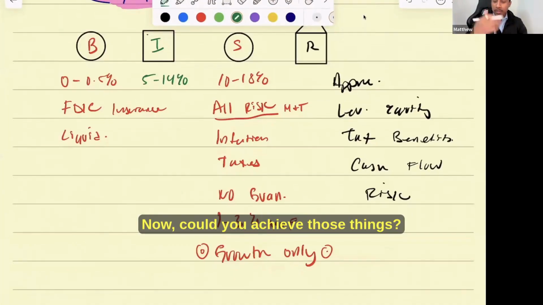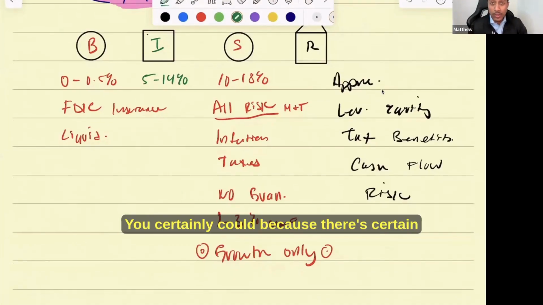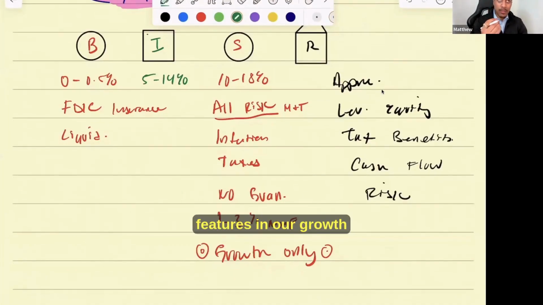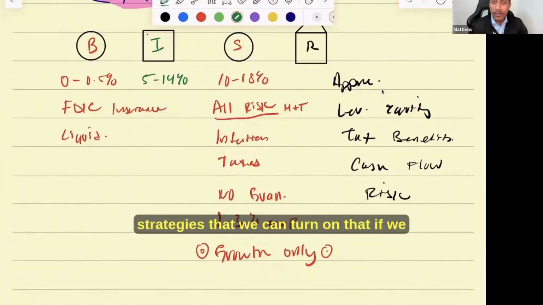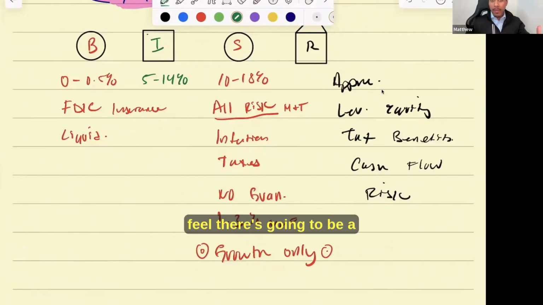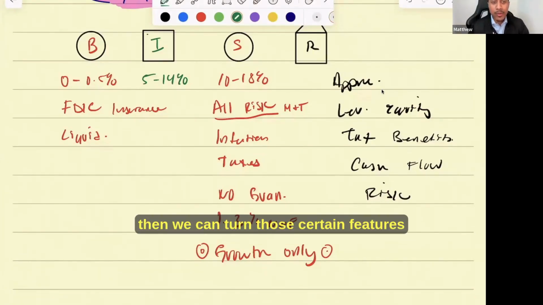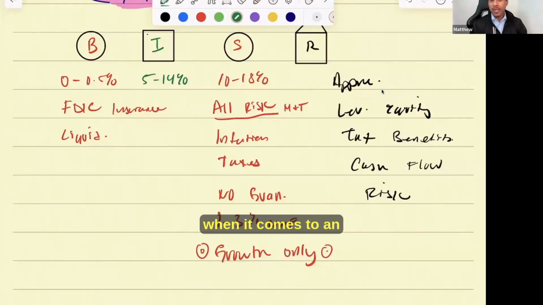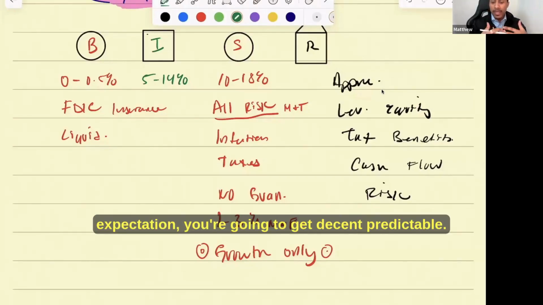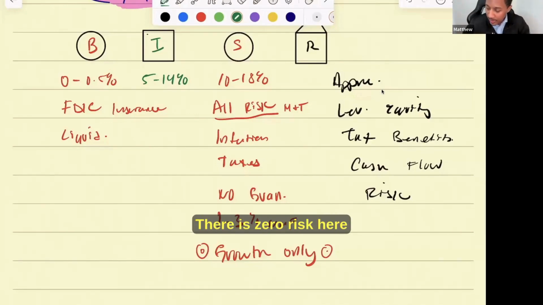Okay, now could you achieve those things? You certainly could, because there are certain features in our growth strategies that we can turn on. If we feel there's going to be a bull market, then we can turn those features on to capitalize on that. However, when it comes to an expectation, you're going to get a decent, predictable 5 to 14%. There is zero risk here because of our indexing.